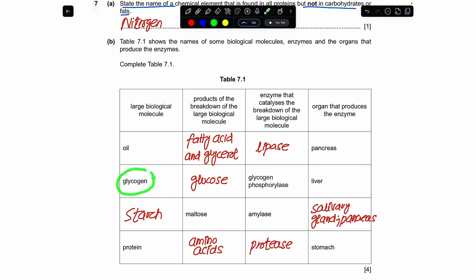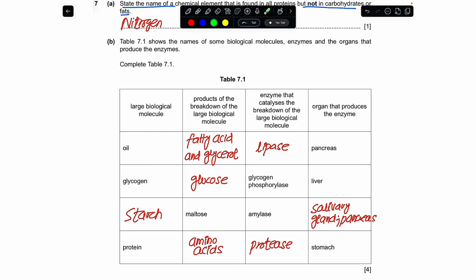Glycogen, we know, is a complex sugar, and they gave us the name of the enzyme that would break down this glycogen, the glycogen phosphorylase enzyme. The organ where the enzyme would be produced is the liver. So if glycogen has to be broken down, the breakdown product that we would obtain is glucose. Likewise, they gave us the name of the product of the breakdown, this is maltose, and the enzyme was amylase. So we are aware of this fact that this would be the large biological molecule from where the maltose can be obtained. So this is starch.